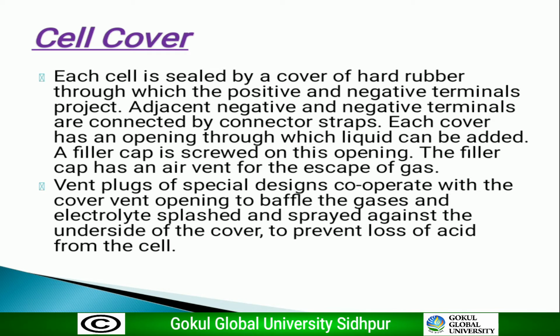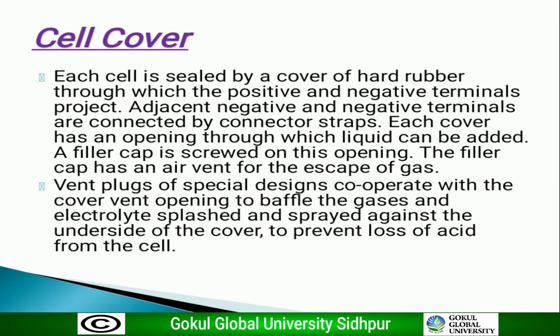Next part is the cell cover. As I said, if there is a 12 volt battery, then this battery has 6 cells. Each cell is sealed by a cover of hard rubber through which the positive and negative terminals project. Adjacent negative and positive terminals are connected by connector straps, and each cover has an opening through which liquid can be added.